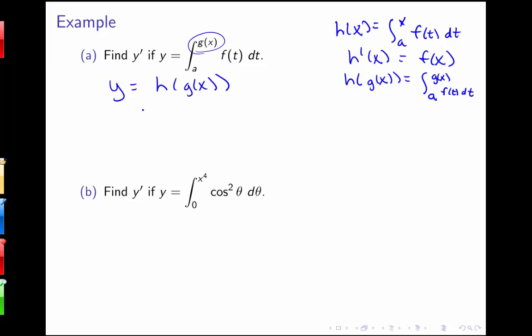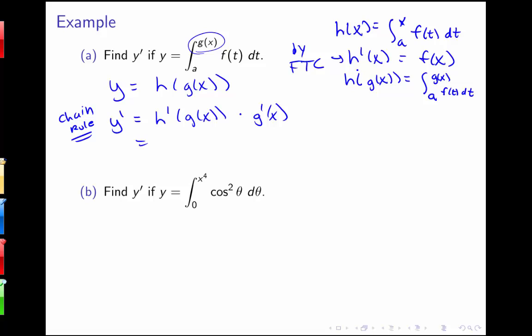So it's a composition of functions. Well, how do we take the derivative of a composition of functions? We use the chain rule. So we can combine the fundamental theorem of calculus with the chain rule. So y prime here is h prime of g of x times g prime of x. Well, I know that h prime of x equals f of x. This is by FTC, the fundamental theorem of calculus. So h prime of g of x would be f of g of x times g prime of x.